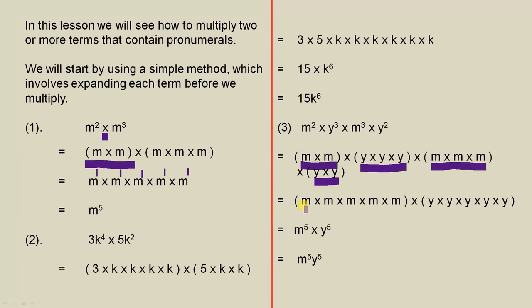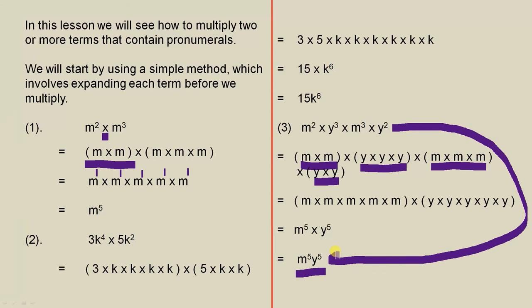Perfect. So when we multiply those together, we have m to the power of 5 multiplied by y to the power of 5. So that's m to the 5th, y to the 5th. That's the short way of writing it. So you can see it's quite improved, isn't it? From there right down to here, that's really well simplified, isn't it?